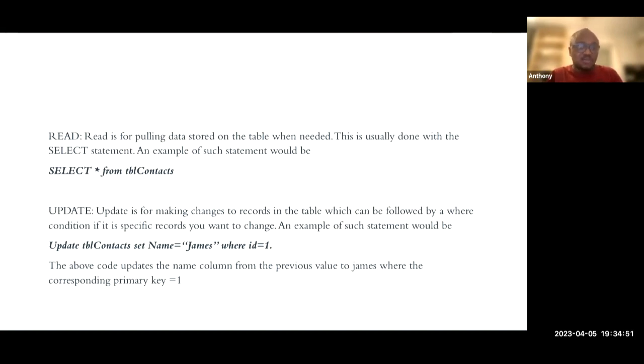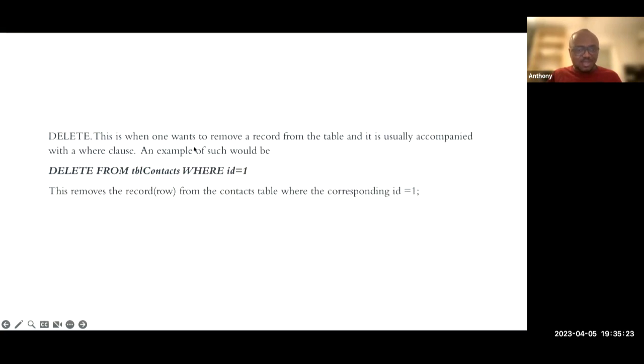number of rows affected, because when you run this update, it shows you all the rows that are affected. So let's say you run this update and it says 1 row affected, it shows you that the query was successful. If it says 0 rows affected, it means there's something wrong with your where clause. That is one thing you should also know. So the above code updates the name column from the previous value to James, where the corresponding primary key is 1. Now we have the delete.